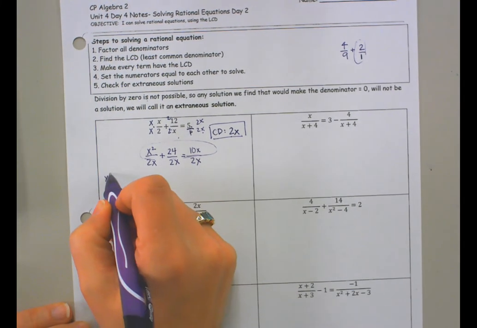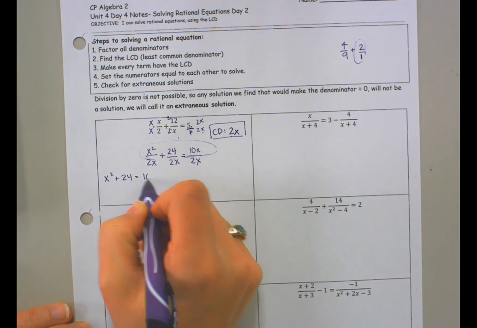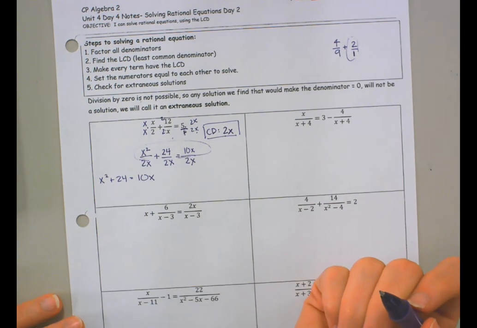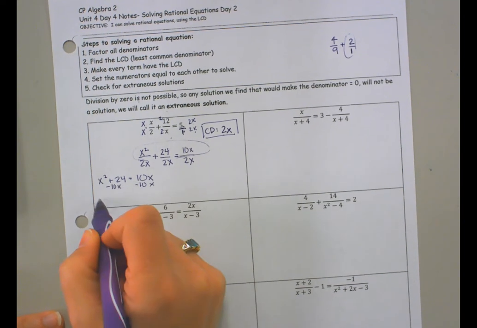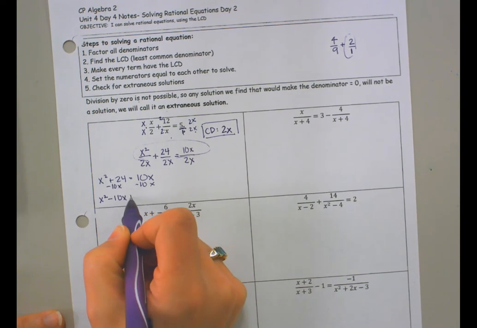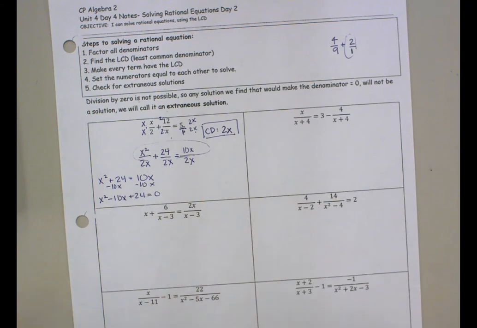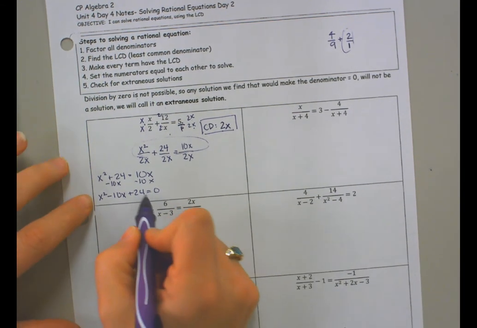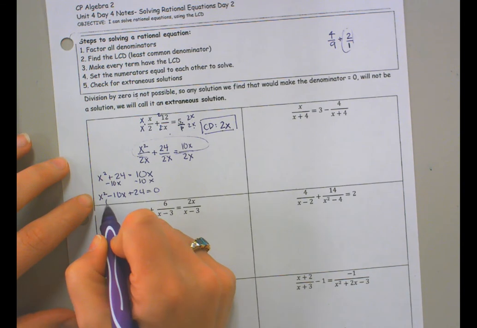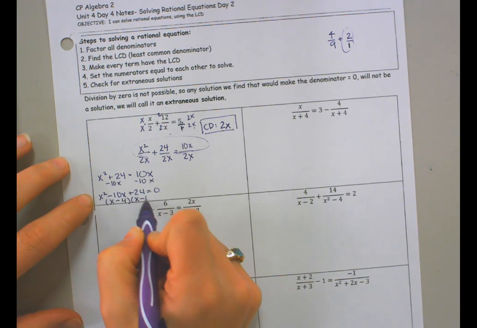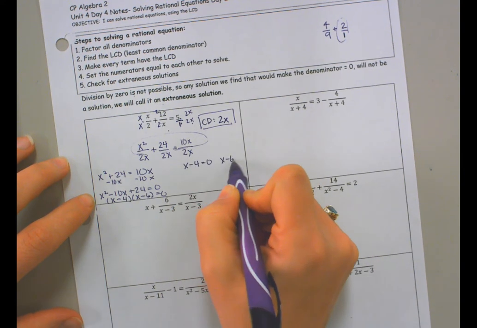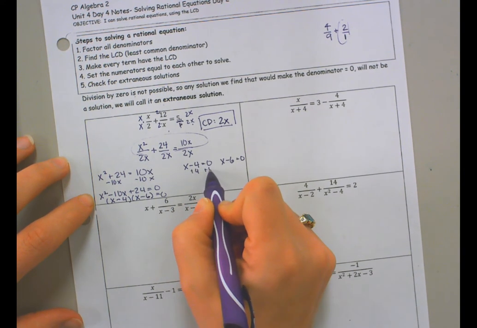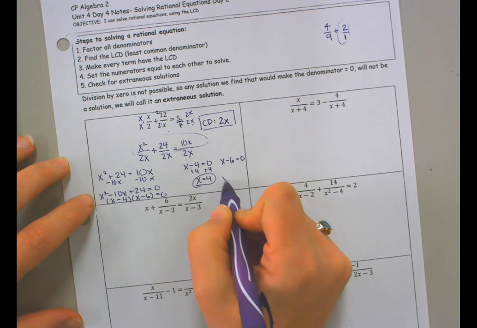So then if we think about how we would solve with an x squared, we would want to try to factor this. So we're going to bring this 10x over to the other side. So I have x squared minus 10x plus 24 equals 0. So then if I try to factor that, what multiplies to give me 24 and adds to give me negative 10 would be negative 4 and negative 6, which means if I set x minus 4 equal to 0 and x minus 6 equal to 0, I get x equals 4 and x equals 6.